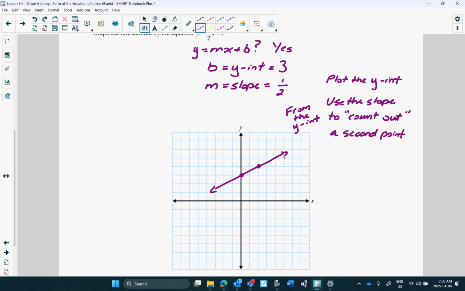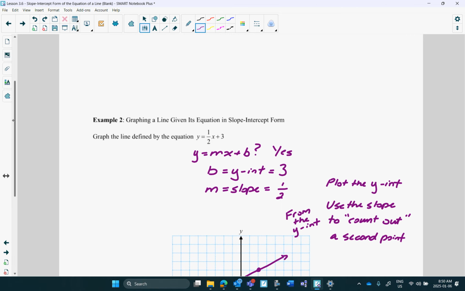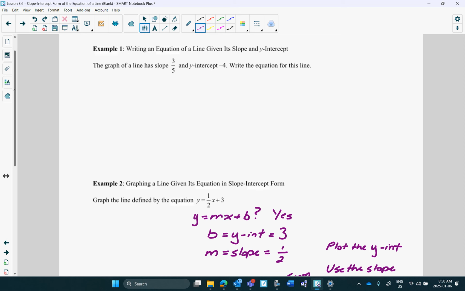All the questions we've done to this point, I've given you the equation. You've been asked to graph the line. What about if we go backwards? I give you some stuff about the line, or I give you the line and ask you to find the equation. That's like example 1. Don't overthink this. So we're going to use this formula, the slope-intercept form, to find the equation.